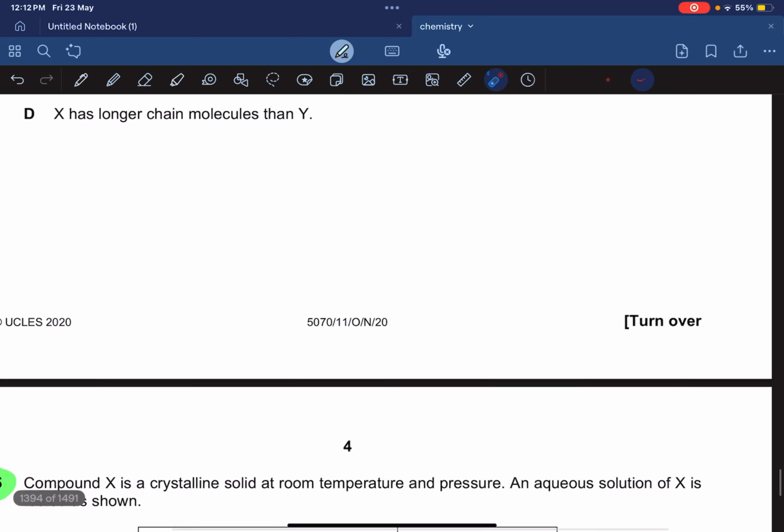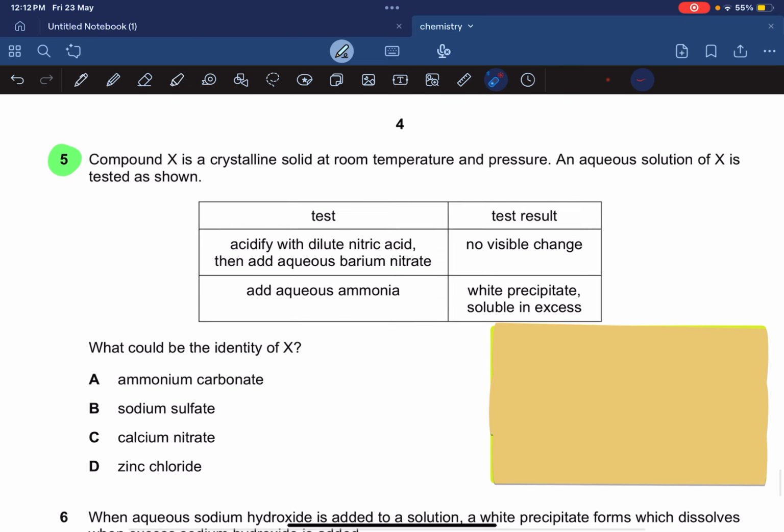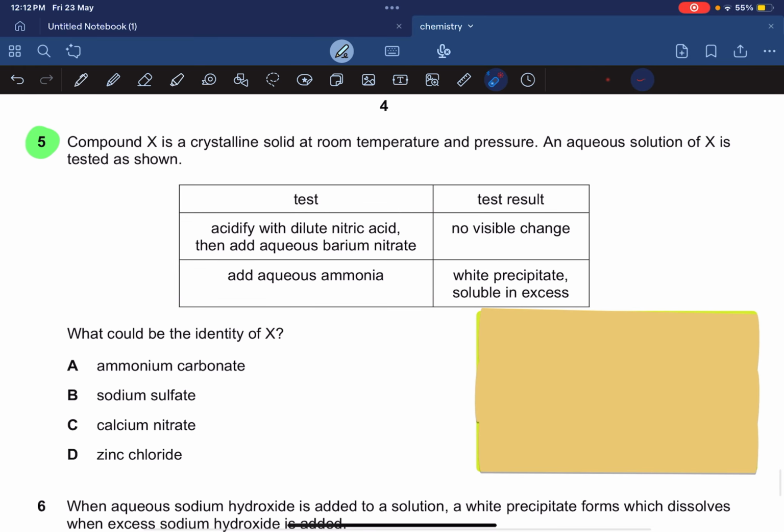Okay, moving on to the next part, which was question 5. Compound X is a crystalline solid at room temperature. Okay, these words are very important, which you must highlight while reading. At room temperature and pressure, an aqueous solution of X is tested as shown. Basically, this compound is a crystalline solid at room temperature, and now you have aquified it by mixing water with it, and now you're testing it.